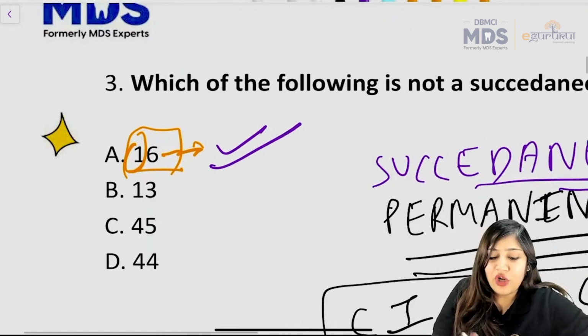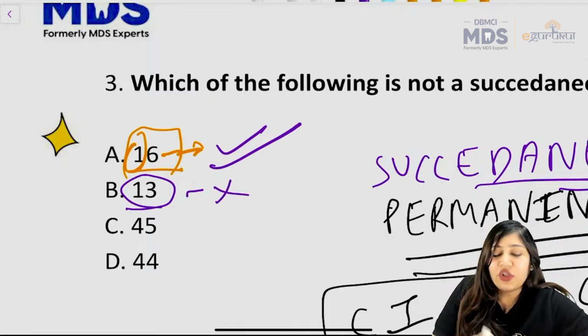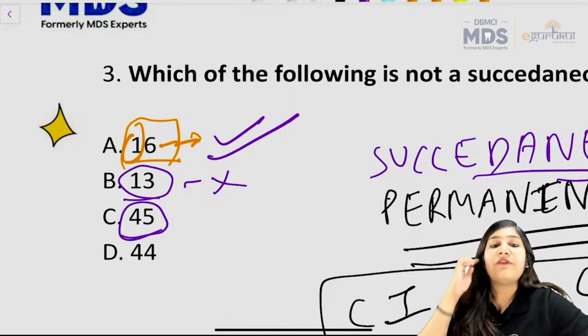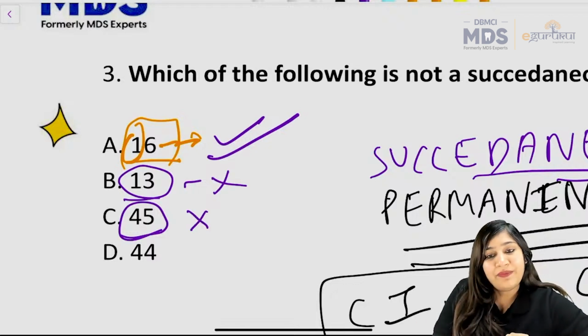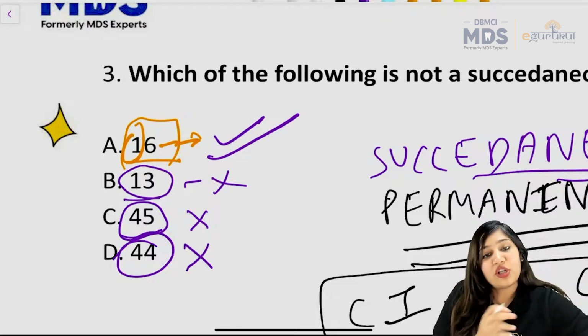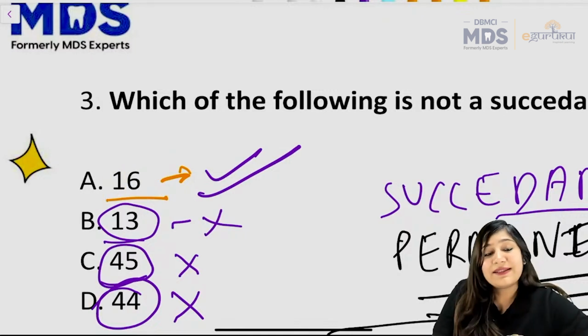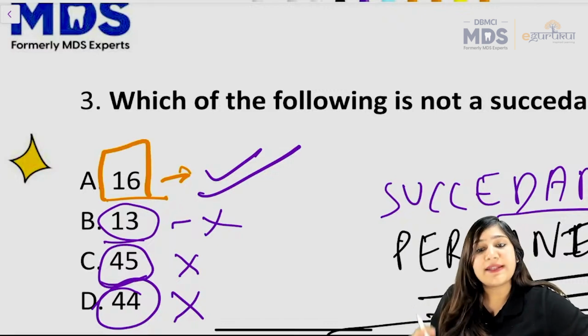1, 6. Remaining are what? 1, 3. This is canine. So obviously it is a succedaneous tooth, so this is not the correct option. 4, 5. 1, 2, 3, 4 means right side, mandibular right. 5 means second premolar. So obviously it is not a correct option as second premolar is a succedaneous tooth. 4, 4. First premolar. It is also a succedaneous tooth. So the only option remaining with us is 1, 6, which is our permanent first molar, which is a non-succedaneous tooth.